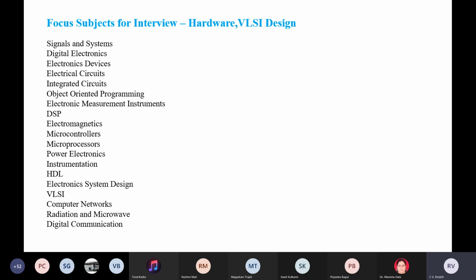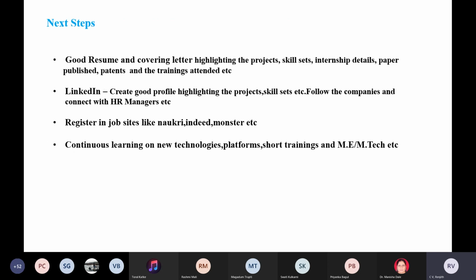So the next steps are that you need to have a good resume and cover letter, and that should have a clear-cut career objective. It should not be vague like embedded systems or robotics or like that. It should be very clear. If you want to work in R&D, it has to be clear whether you want to work in software, hardware, or whatever. Okay. And you should have the right skill set. This is very important. And everything has to be there in the resume.